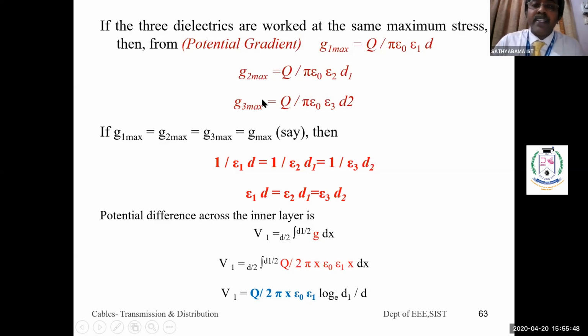So here we are having the 3 layers. That's why we are finding 3 gradients: G1 max, G2 max and as well as G3 max. So now we have to equate all the gradients. Suppose your gradient 1, gradient 2, gradient 3 should be equal. You will be having the condition epsilon 1 d equal to epsilon 2 d1 equal to epsilon 3 d2. So this is the gradient part.